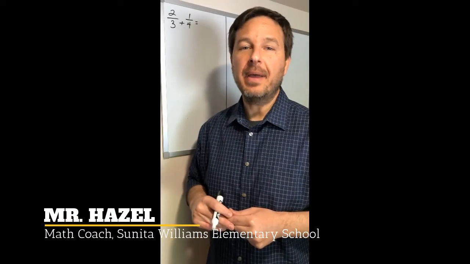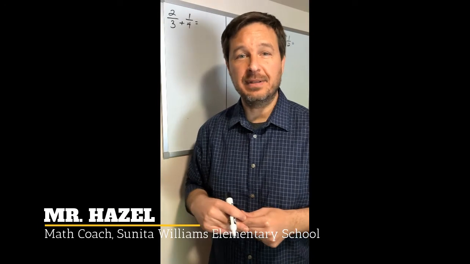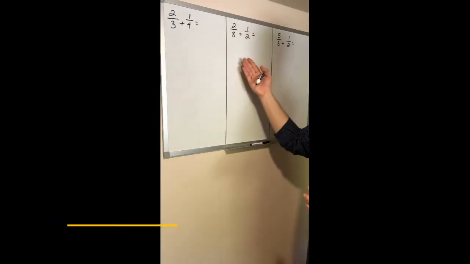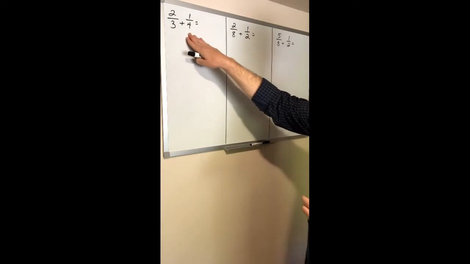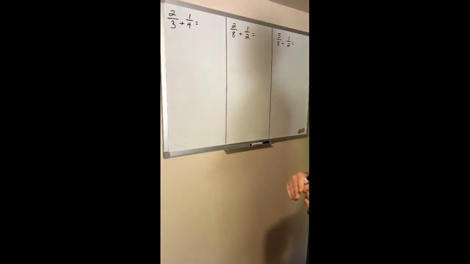Okay, so let's talk about adding and subtracting with uncommon denominators. As you'll notice, I have 3 different types of problems on the board. You don't have to divide your paper into 3 different problems. We're going to do one problem at a time. So let's focus on the first problem, which is 2/3 plus 1/4.